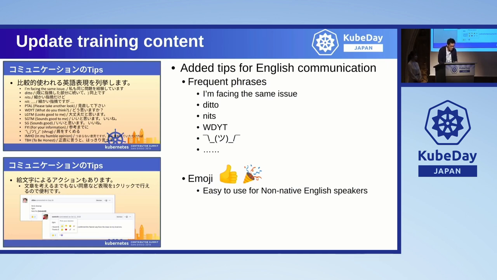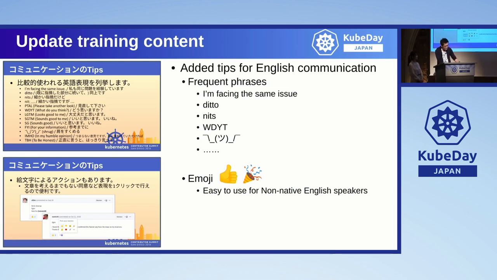But in order to help the trainees integrate better into the Kubernetes community in the future, we also have some tips for English communication. And the first one is frequent phrases: I'm facing the same issue, did, needs, what do you think, and shrug.